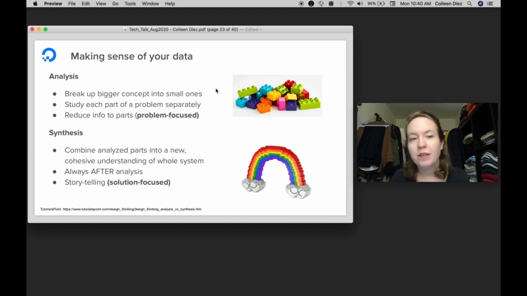After you've done all of the analysis of your data, then you would think about synthesizing it. And synthesis is really combining those different analyzed parts into a new cohesive understanding of the whole picture, the big picture. This always comes after analysis, and synthesis is also more about storytelling. So it's not just problem focused, but it's also focused on the solution. So you can actually see, after you've broken things down into those miniature Lego parts, there is a big picture here that you can put together with the different pieces.